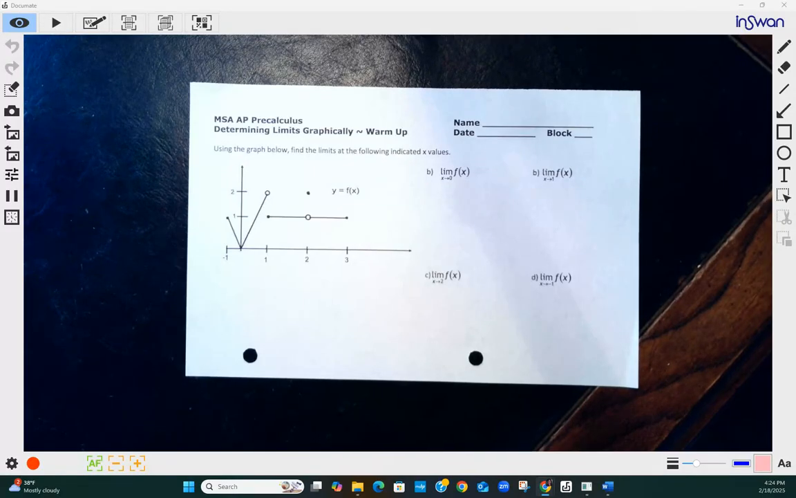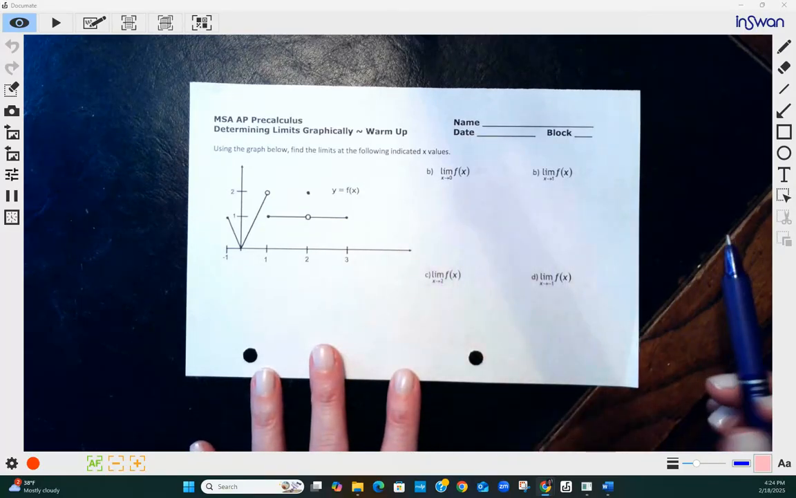So we've talked about how to find the limit by looking at a graph. So that's what this warm-up is for on the front. You're given this graph. Remember that when you find a limit, when you just have a graph, that requires a left-hand limit and a right-hand limit. And if they agree, that is your limit. If they do not agree, then the limit does not exist.